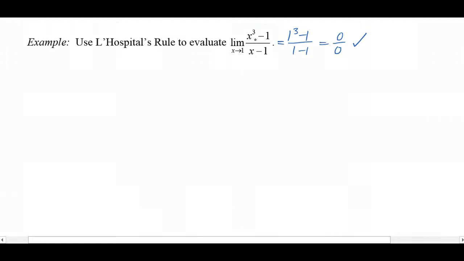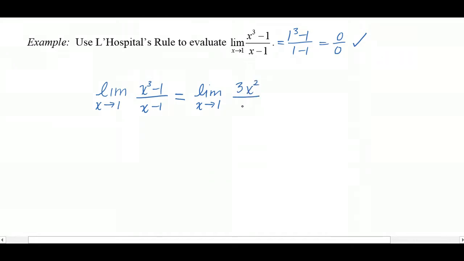But now that we have L'Hopital's rule, it says this, and I'm going to be really formal about it. The limit as x approaches 1 of x cubed minus 1 over x minus 1 is the same as the limit as x approaches 1 of the derivative of the numerator. So the derivative of x cubed minus 1 is 3x squared, over the derivative of x minus 1, which is 1. So we're taking the derivative of the numerator separate from the derivative of the denominator. So this limit is the same as this one.